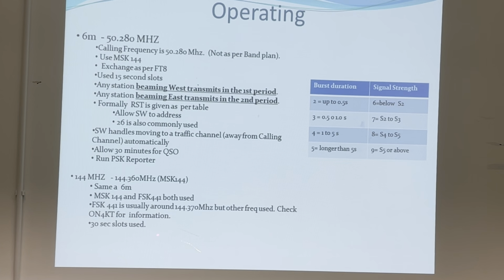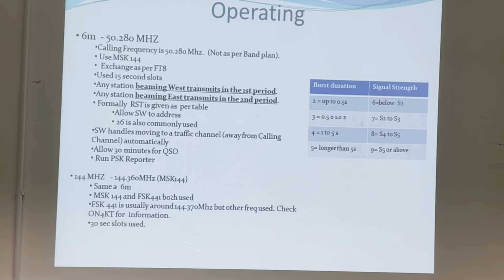And on 2 meters, 30-second slots are used because it's more difficult, because of what we've shown you previously, than taking 30 seconds. Now in Europe, Americans love MSK144. It's been used a lot in the US. Actually, very little of this.